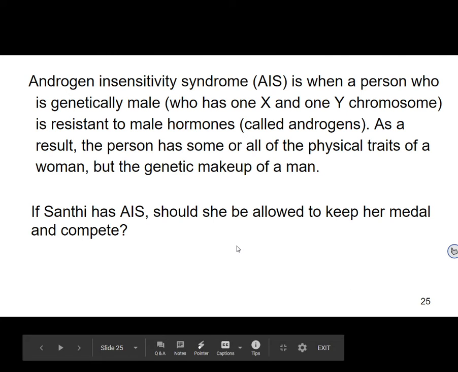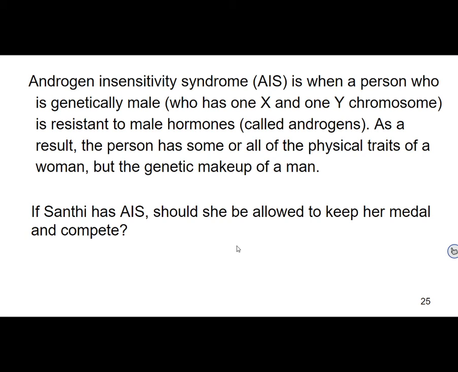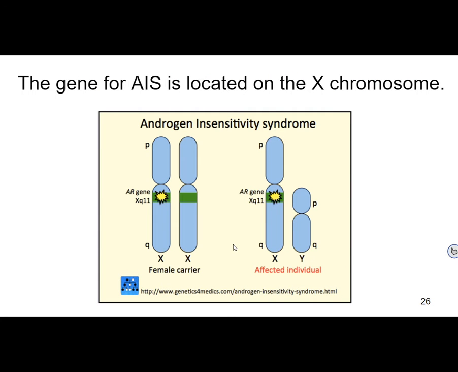So if she has this, should she be allowed to keep her medal and compete? Now, everybody's going to have their differing opinions. Once again, that is fine. Just kind of like, what do you think? This is tough. This is not cut and dry. This is not XX or XY. There's other things going on outside of that. So we'll discuss and we'll kind of see what the class decides, or if they don't decide the same, we'll see.